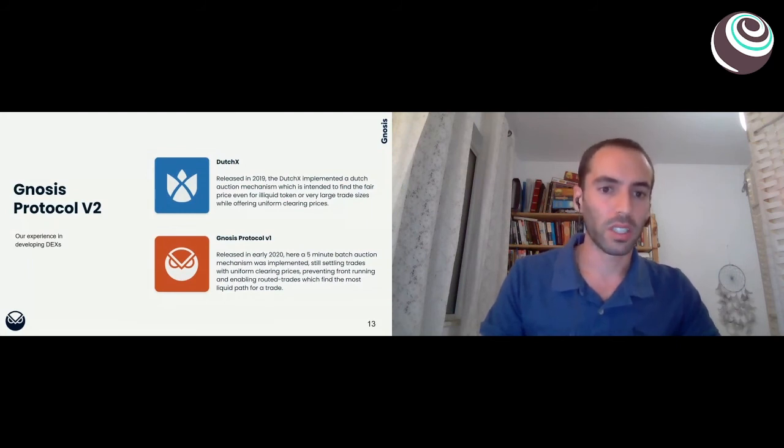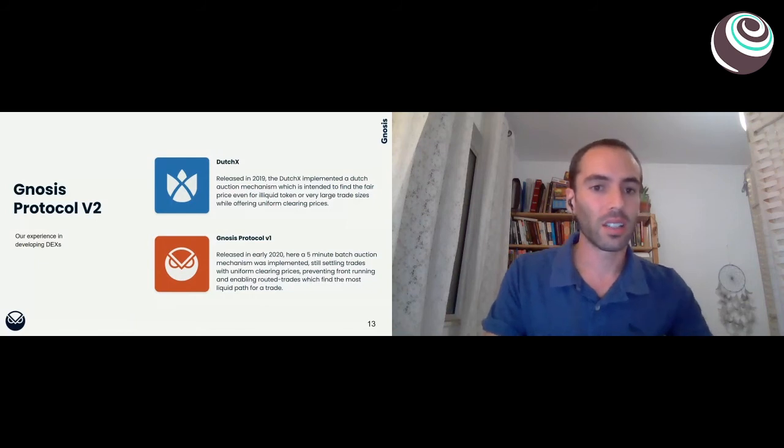So in 2020, we launched Gnosis protocol. Gnosis protocol uses a 5-minute batch auction mechanism, and it still uses uniform clearing prices and front-running resistance, and it also enables routed trades. So if you want to trade one asset to another, you could route the trade through other tokens where the best liquidity is for you.